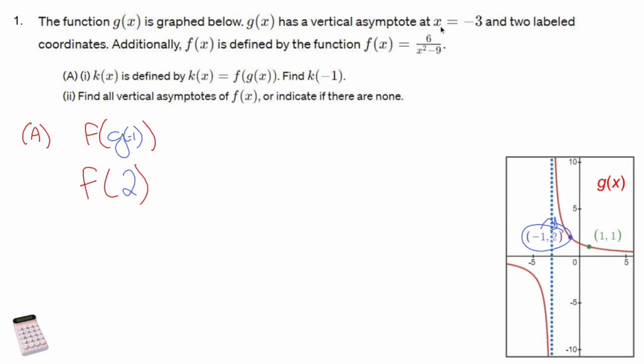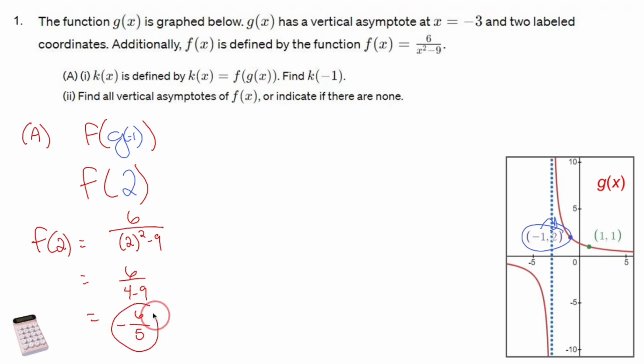f is defined as 6 over x squared minus 9. So f of 2 is going to be 6 over 2 squared minus 9, which simplifies to 6 over 4 minus 9, which simplifies to 6 over -5. But since I'm running out of space, let's just throw the negative out front and say that is our answer for A. So k of -1 equals -6 over 5. Bada bing! That's A part 1, or I.